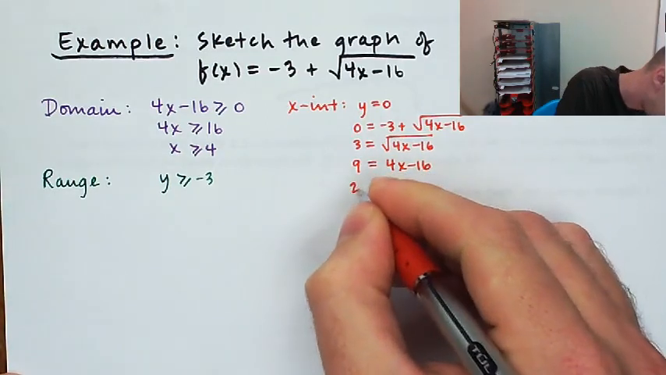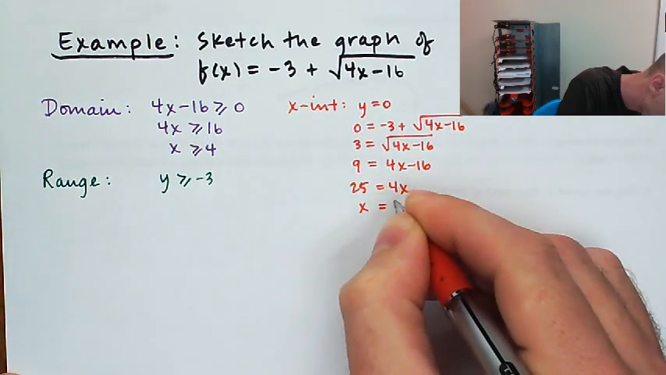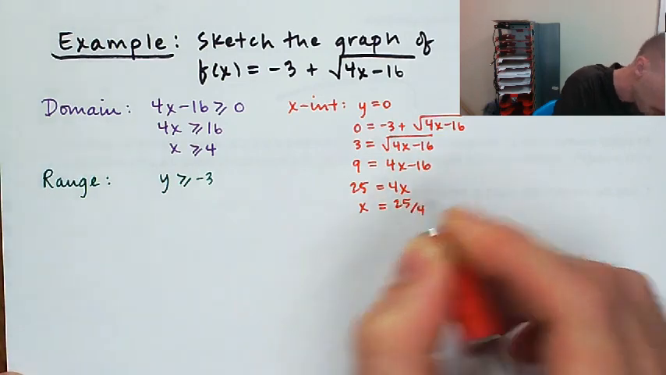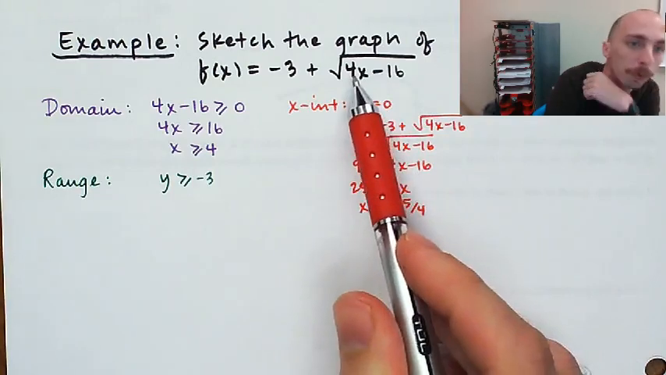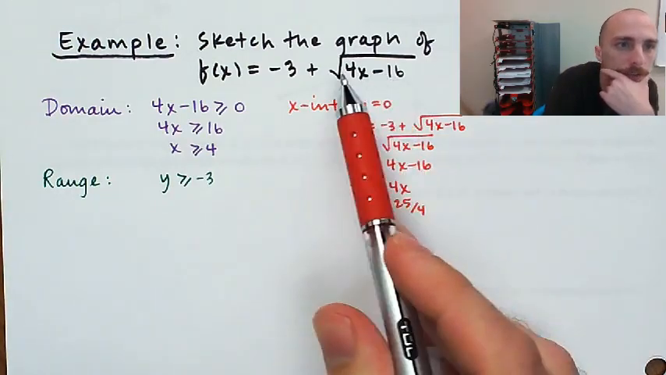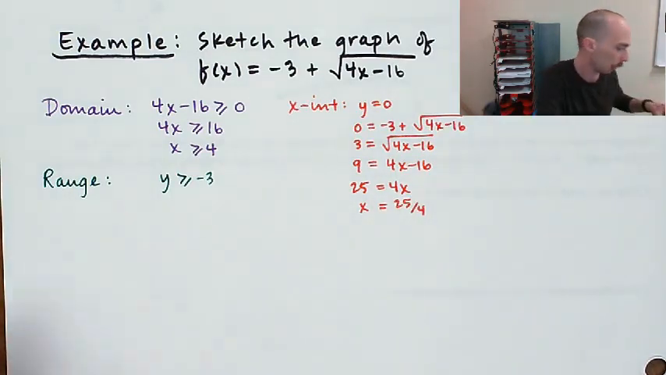I'm going to add 16, then divide by 4. I've got myself an x-intercept: x equals 25 over 4. Checking: 25 over 4 times 4 is 25, minus 16 is 9. The square root of 9 minus 3, yes, that's working. I get y equals 0.